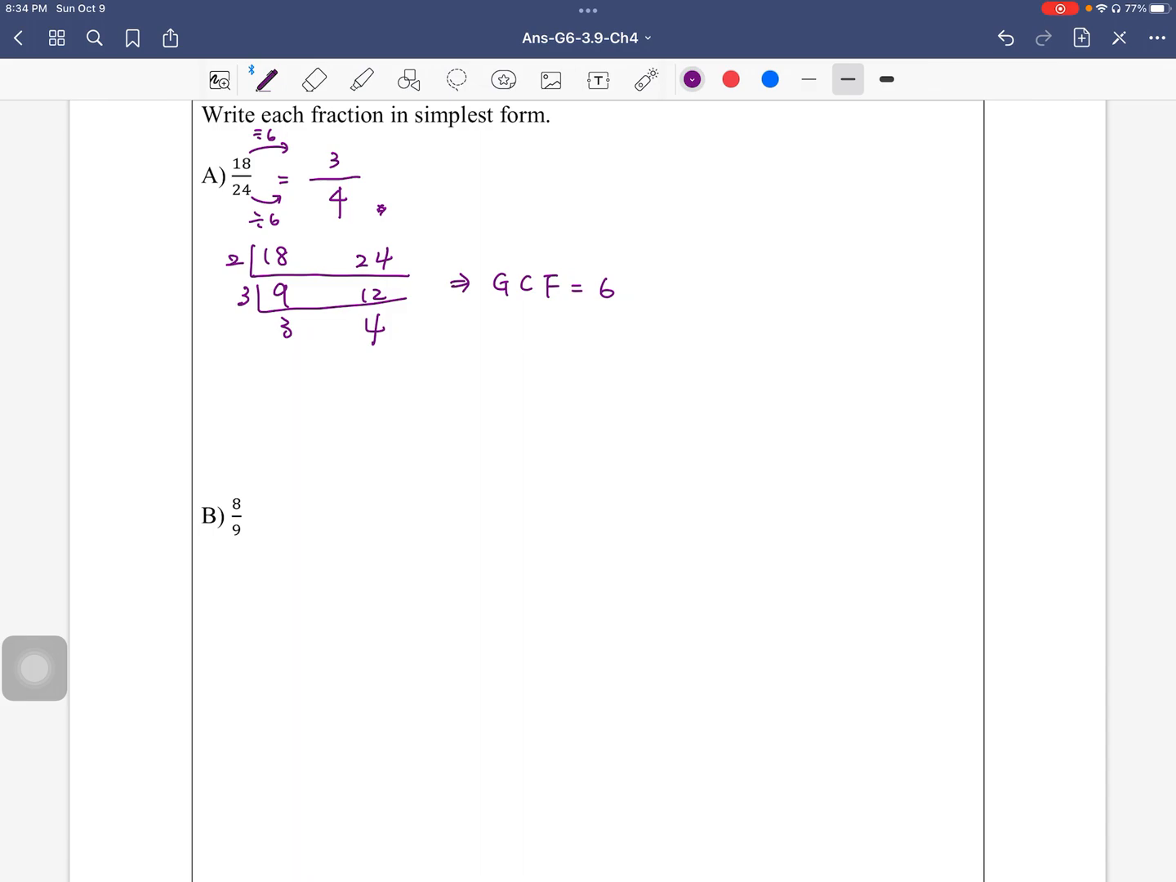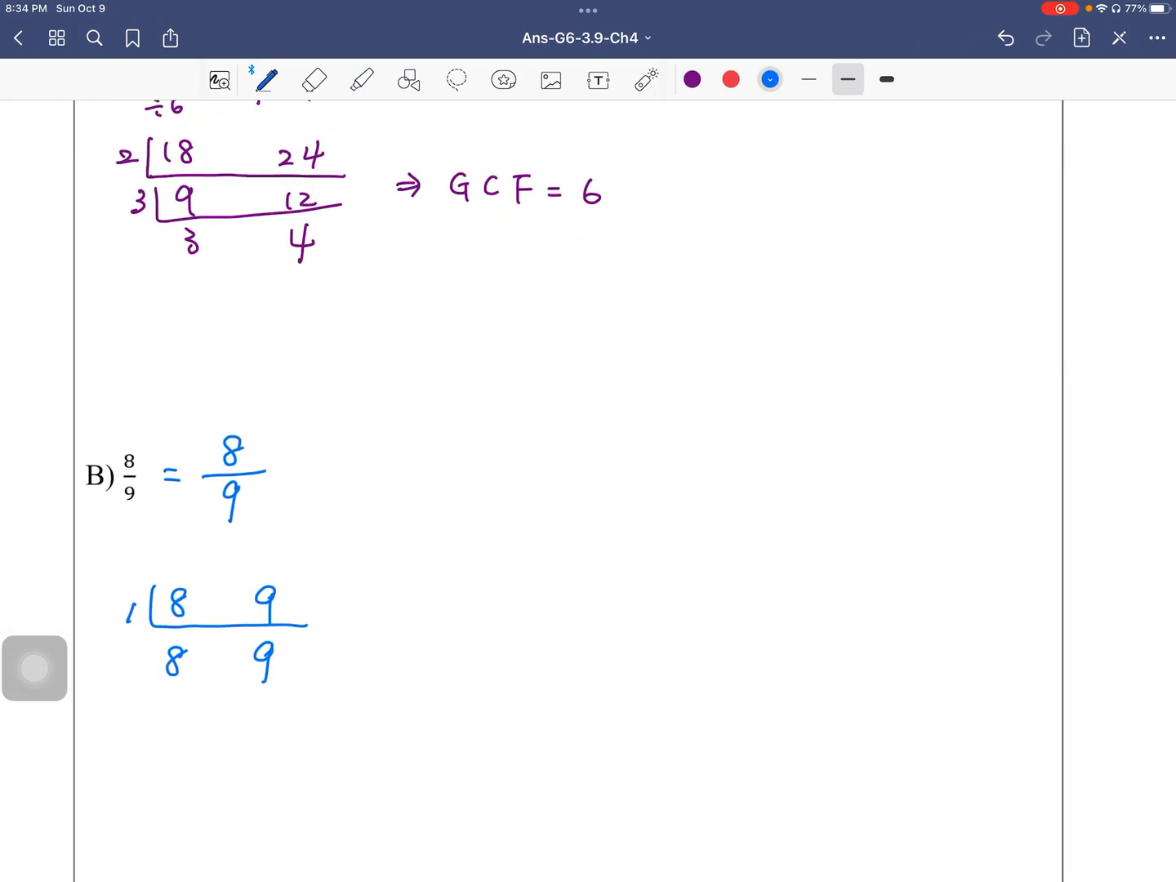And then now I have 8 and 9. There is nothing in between, so the GCF is 1, so therefore this is 8 over 9. The GCF between 8 and 9 is 1, so 8 over 9 is the simplest form already.